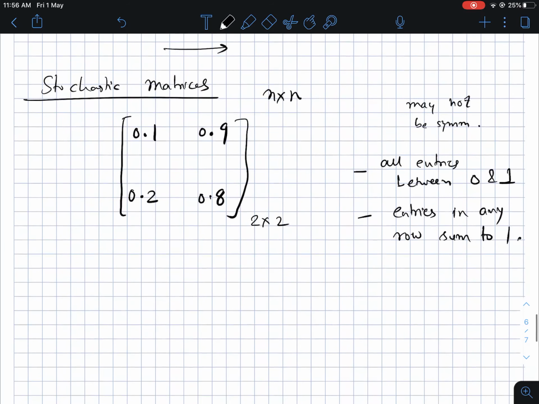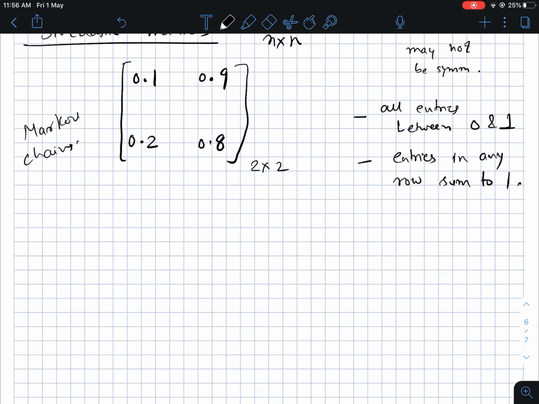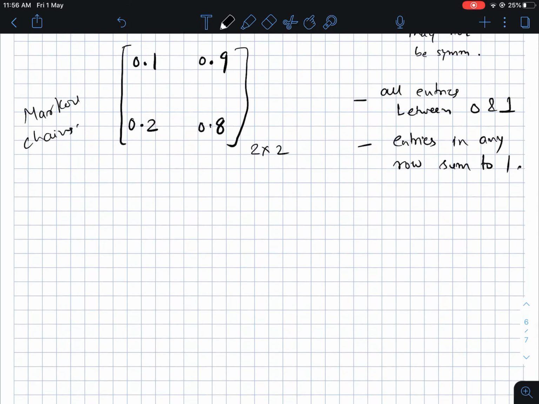So the Laplacian arises when we study graphs. Stochastic matrices arise when we study Markov chains. So what are Markov chains? Essentially, they are probabilistic random processes. Let's take a simple scenario. Let's say that you are trying to model the weather in your town. Very simplistic example. Suppose your weather can either be sunny or cloudy. There are only two possibilities.